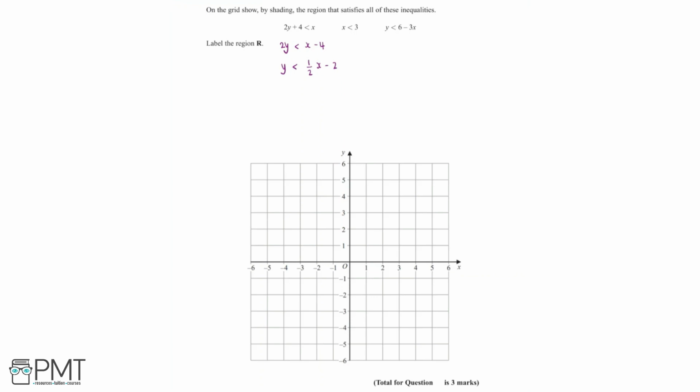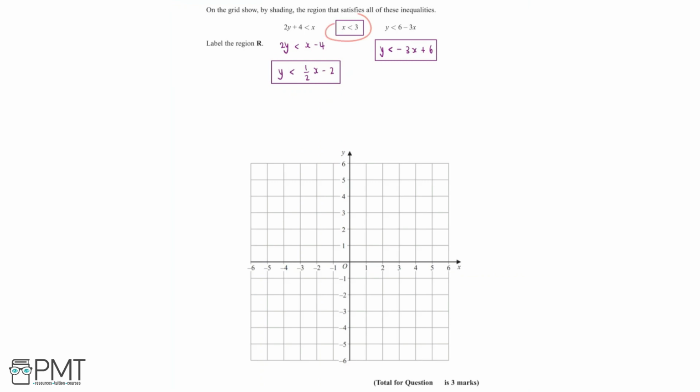Now the line x is less than 3 is already something that we can plot, so we can leave that how it is. And then we have y is less than 6 minus 3x. Now y is already the subject of this expression, but we can write it in the form y equals mx plus c by making the minus 3x come first. And so we can write this as y is less than minus 3x plus 6.